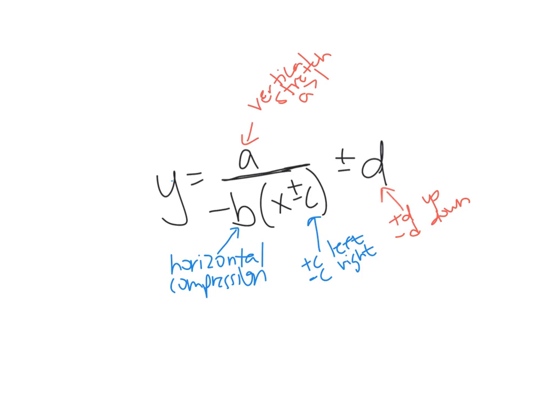And negative, what does our lovely negative always mean? Negatives always mean a reflection is happening. And actually, I should put a negative up here as well. So if I have a negative in the denominator, it's going to be a reflection over the y-axis. If I have a negative in the numerator, it's going to be a reflection over the x.